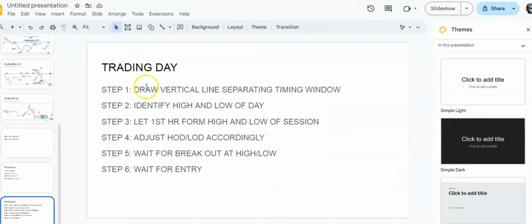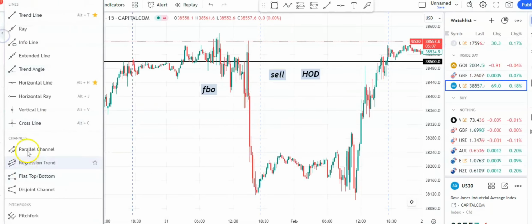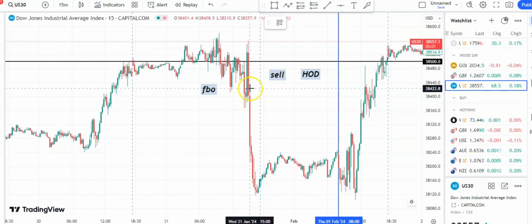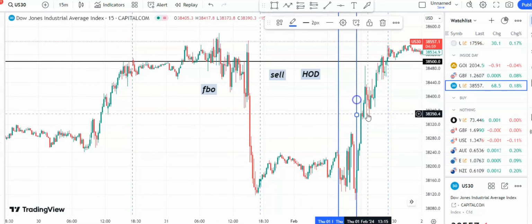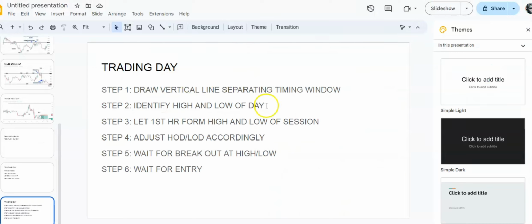Step number 1, draw a vertical line separating your timing window. This trade, we took it in the New York session. So our New York session begins at 8 to 11. Alright, so we have our timing window in place.